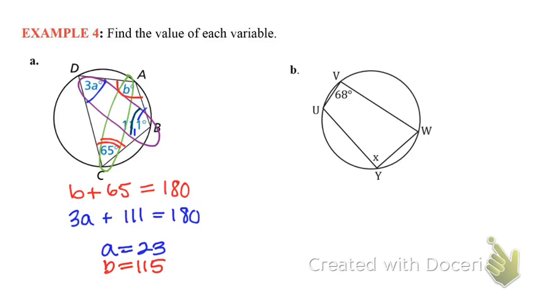So here we are with another quadrilateral inscribed into a circle. So quadrilateral UVWY is inscribed. And they've given us one measure, 68, and they've given us one variable, x, and we have to find x. So see if you can apply this theorem to this problem. Write your equation and then solve it.